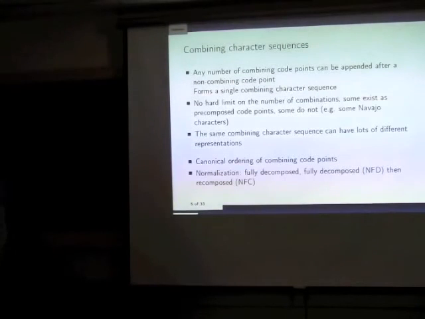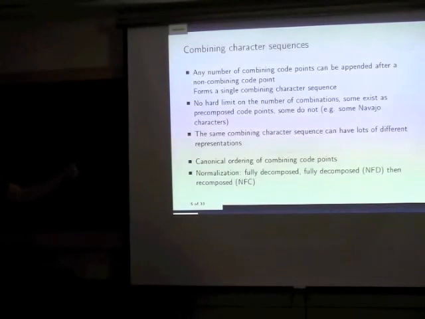And of course, you can have many different representations for the same character, because you can combine the code points in different orders. So that's why there is a canonical ordering, and you've got normalization forms, which are fully decomposed or fully decomposed and recomposed. That's NFC.